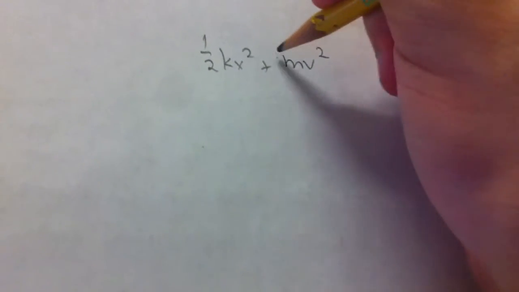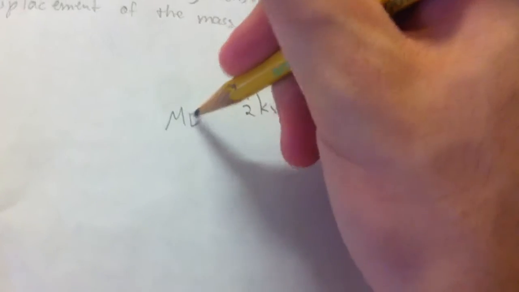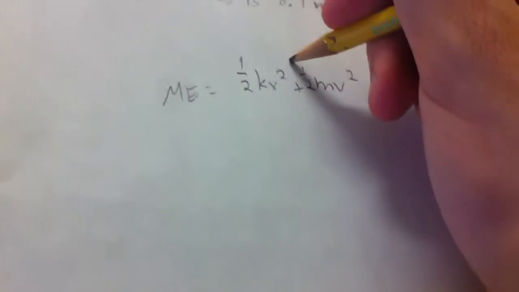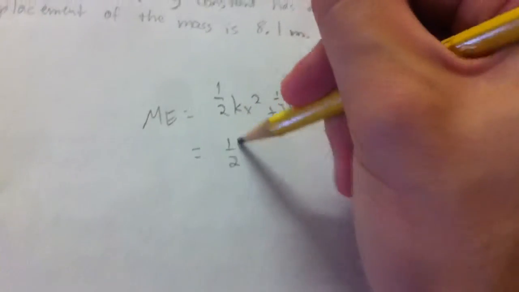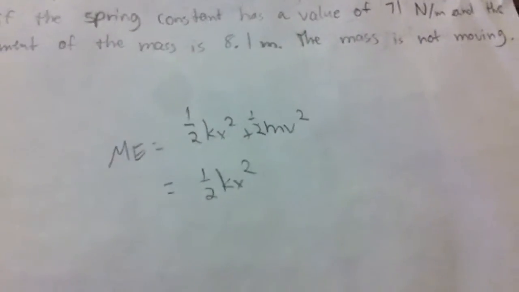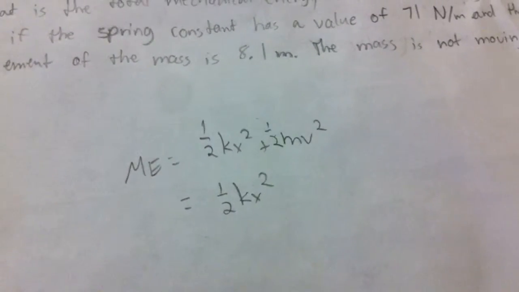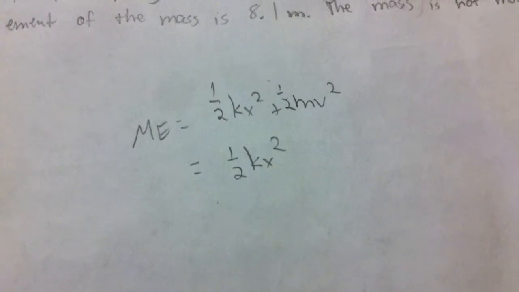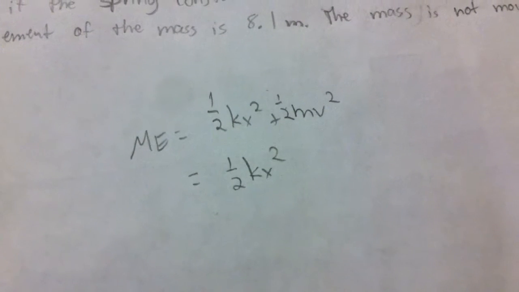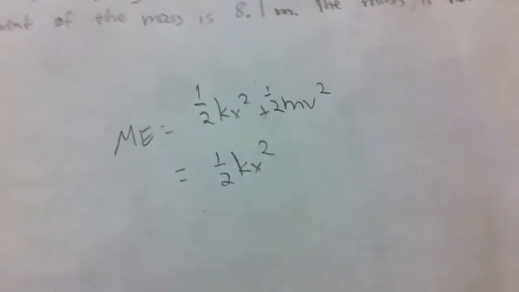So the mass not moving is very important to this problem, because as we write our calculation here, we see that if the velocity is 0, then the whole kinetic energy part of this equation is going to be 0. So you're only left with the potential energy. So what this is saying is when the velocity is 0, the potential energy is reaching its maximum. Likewise, if the displacement was 0, the kinetic energy would be at a maximum.